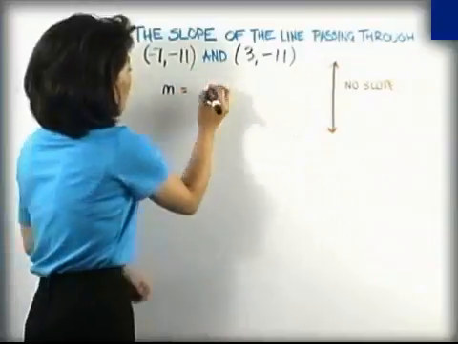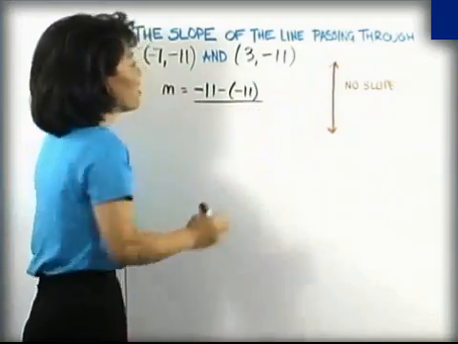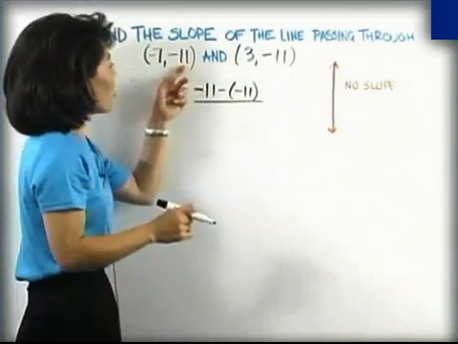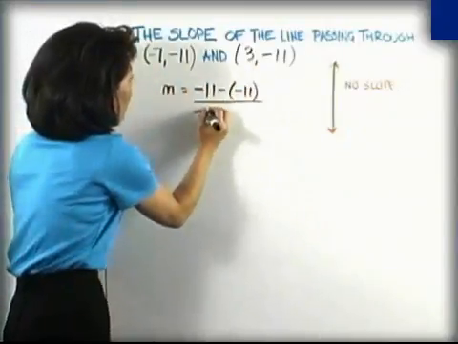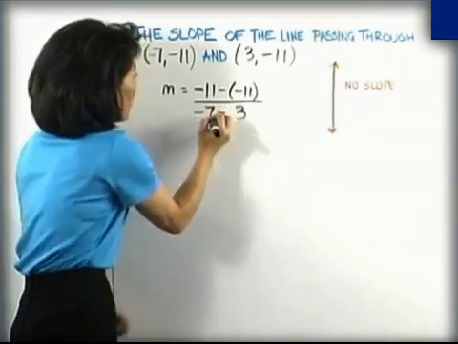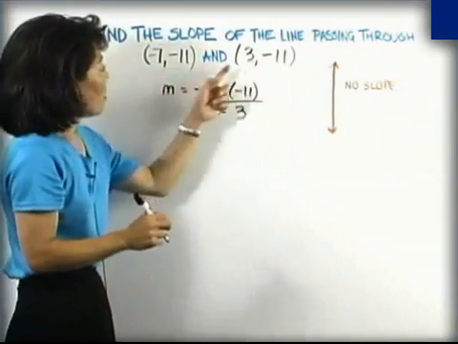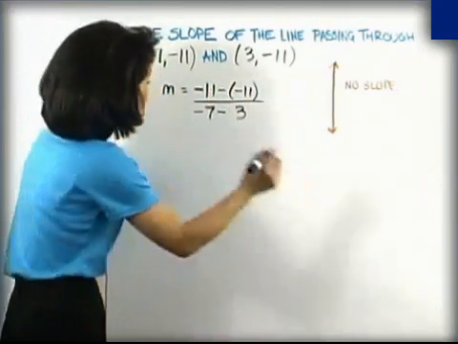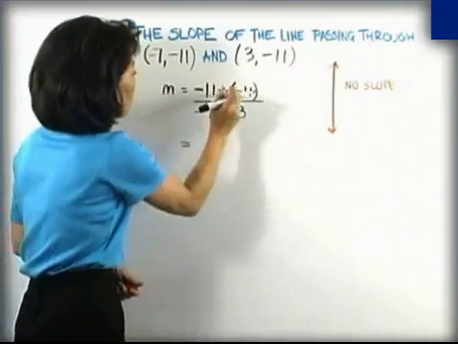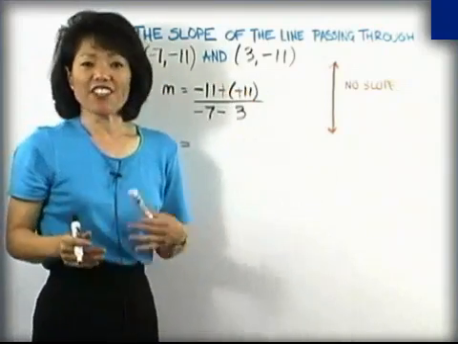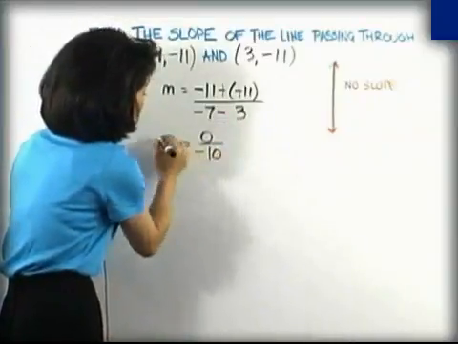The difference in y's is going to give me -11 minus -11 over the difference in x's. Now I'm going to call this one, again, x2, y2. So here I'm going to go -7 minus 3. Again, I did -11 minus -11, -7 minus 3. Now when I make this calculation, -11 minus -11, remember the signs change, -11 plus 11, that gives me 0. -7 and -3 give me -10.